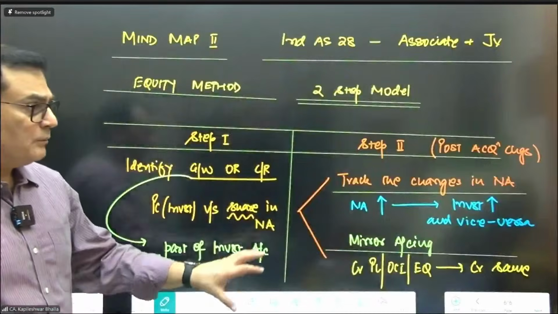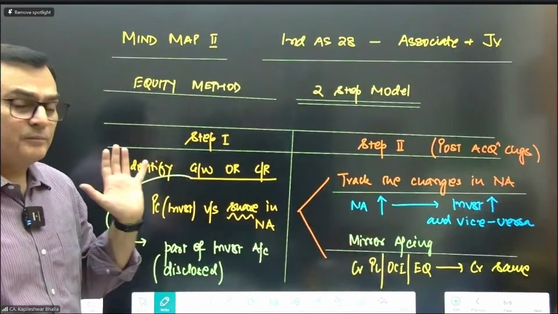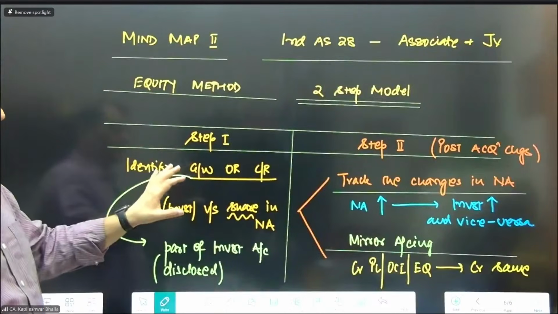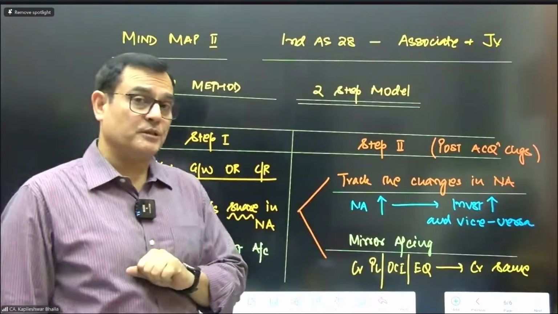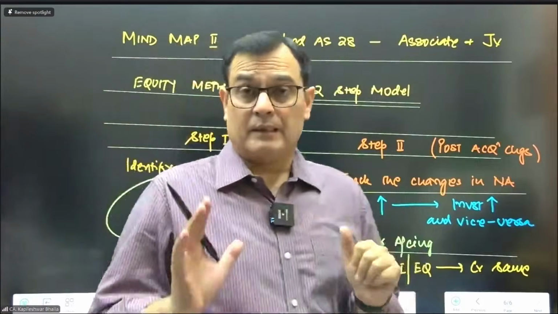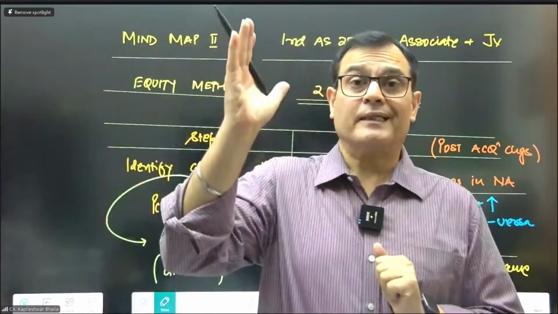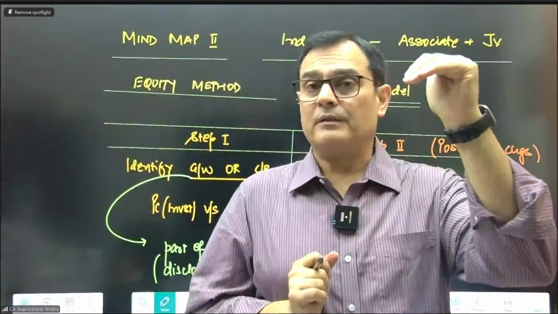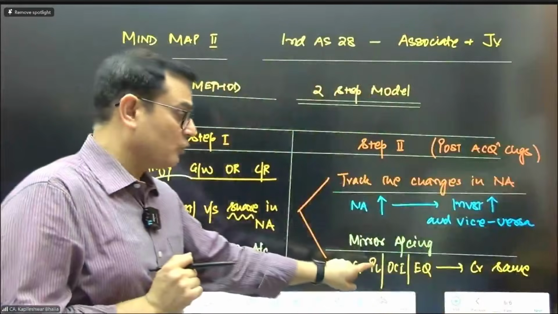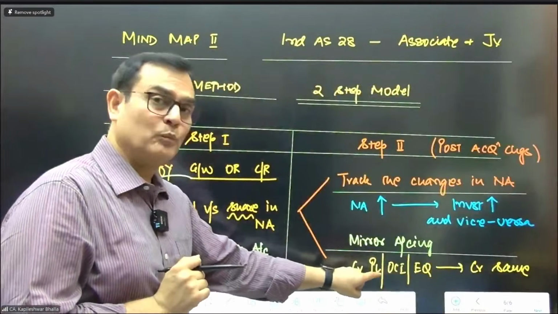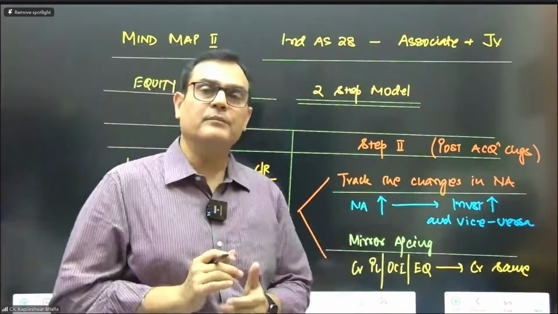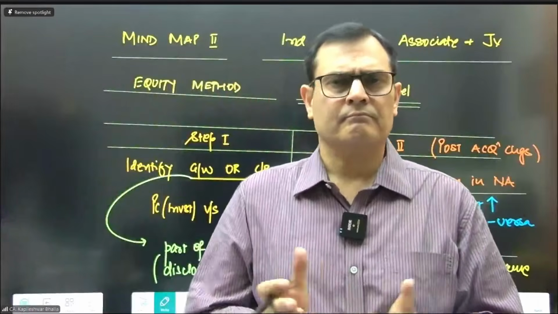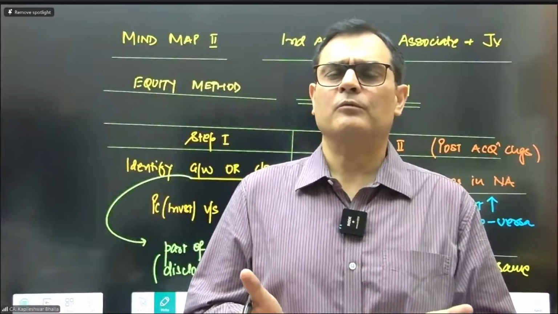I think once you're able to apply this equity method of consolidation, it's pretty simple indeed. Step one is all about goodwill and capital reserve, and step number two is the post-acquisition changes. You just need to capture the change in the net assets to capture the investment debit or credit, and a mirror accounting. Whatever are the credits or debits by the investee associate, the same debits or credits are done by the investor as well. That's a question on a standalone basis.